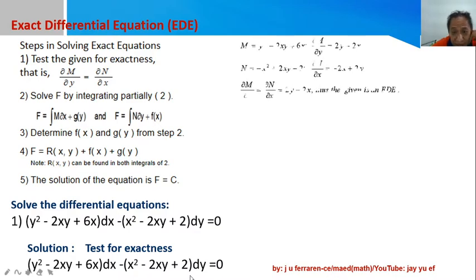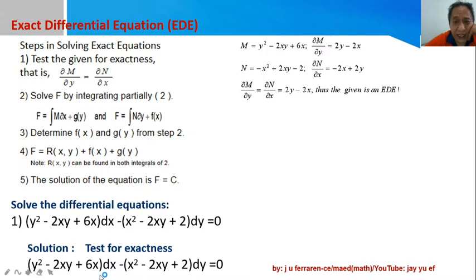So what's your M? My M is y squared minus 2xy plus 6x. When you differentiate this partially with respect to y, y squared becomes 2y. The derivative of y with respect to y is 1, so what is left is the constant factor, minus 2x. 6x does not involve y, since the variable of differentiation is y, so the derivative of this is 0.